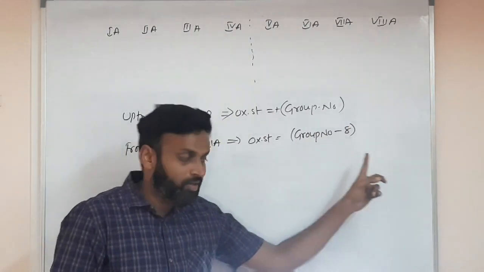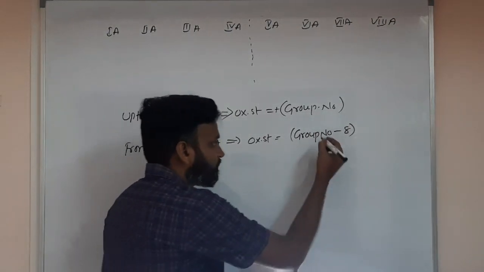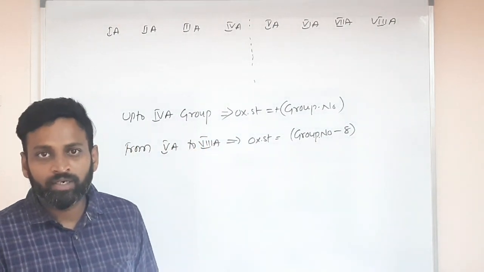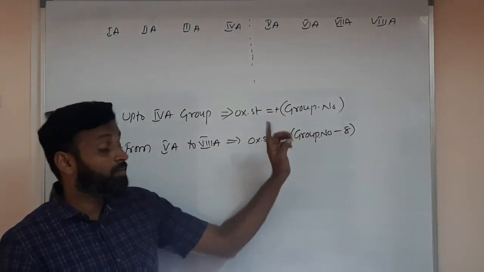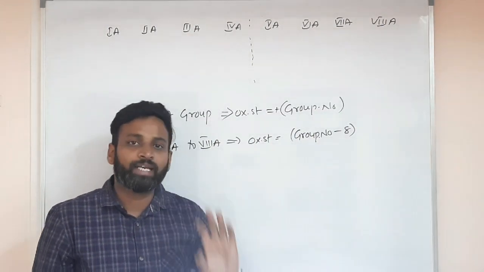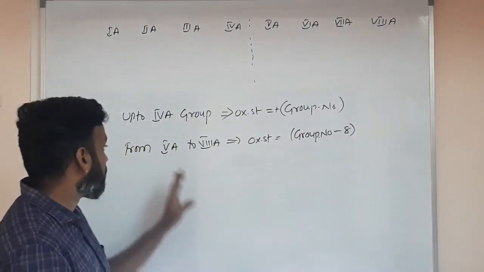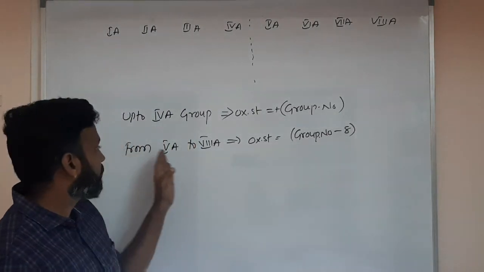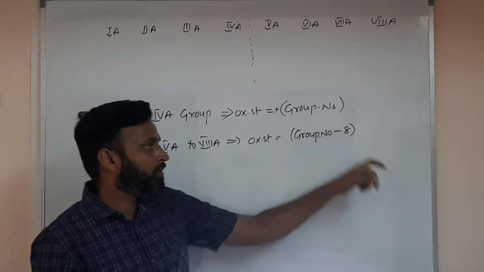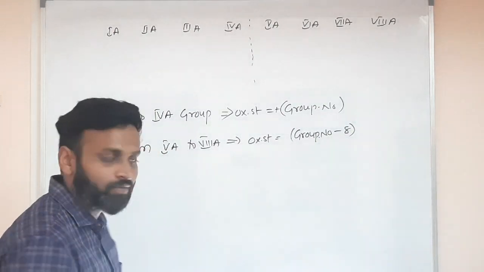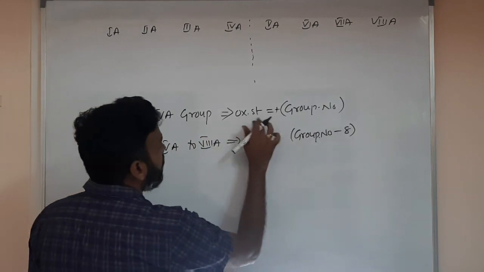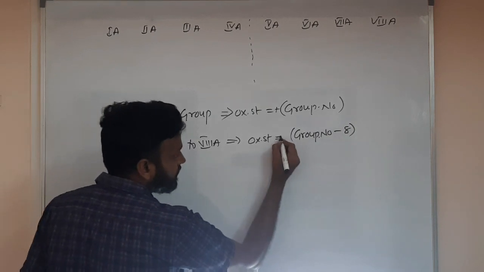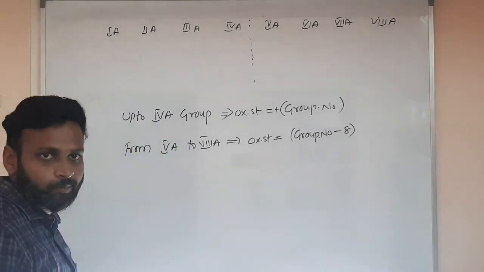Valency means 8 minus group number, but oxidation state is group number minus 8. Valency never is negative, because valency is a capacity, but oxidation state can be negative also. So from 5A to 8A, the oxidation state is group number minus 8. Got it, sir, everyone? Please remember, up to 4A the oxidation state is plus group number, and from 5A to 8A it is group number minus 8.